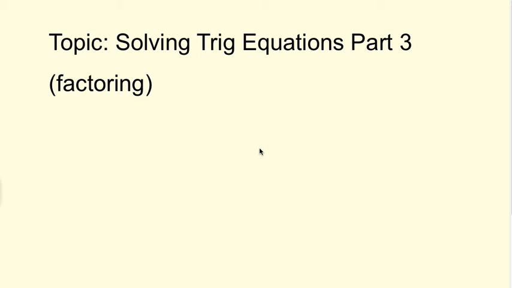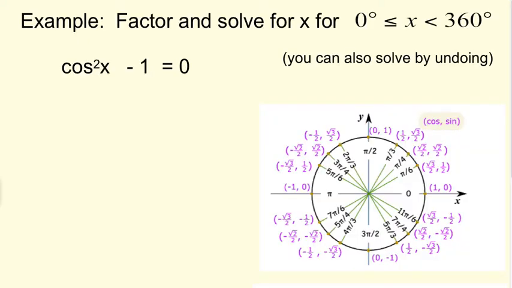In part 3, we're going to now throw in some factoring problems with these. So here's our question. We want to find out what can x be in this trig equation. You can solve it by undoing. We've been doing that already, but I want to factor it instead. So cosine squared of x minus 1 equals 0. We can factor that using the difference of two squares.